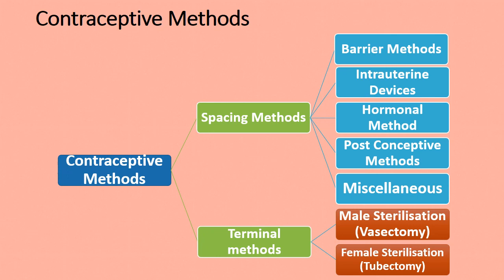Under spacing methods we have barrier methods, intrauterine devices, hormonal methods, post-conceptive methods and miscellaneous. Coming to the terminal methods, that is permanent family planning, male sterilization is vasectomy and female sterilization is tubectomy. Already we have seen that under spacing methods the barrier method has been completed. Next we will move on to intrauterine devices. So in this class we are going to see IUD, that is intrauterine device.